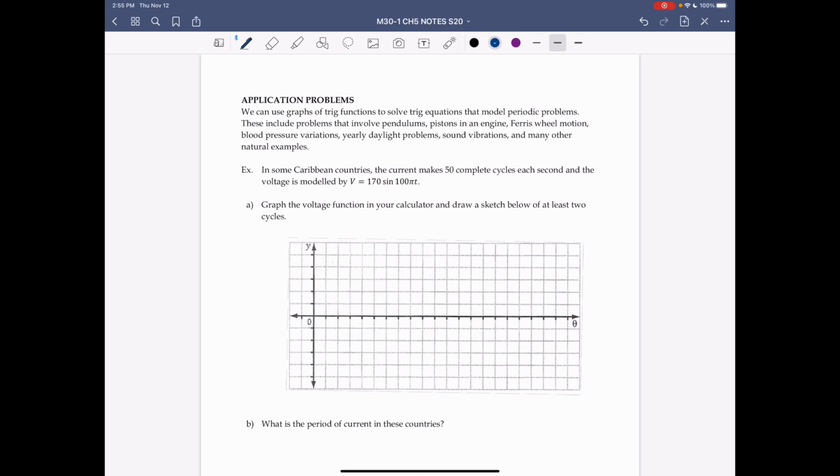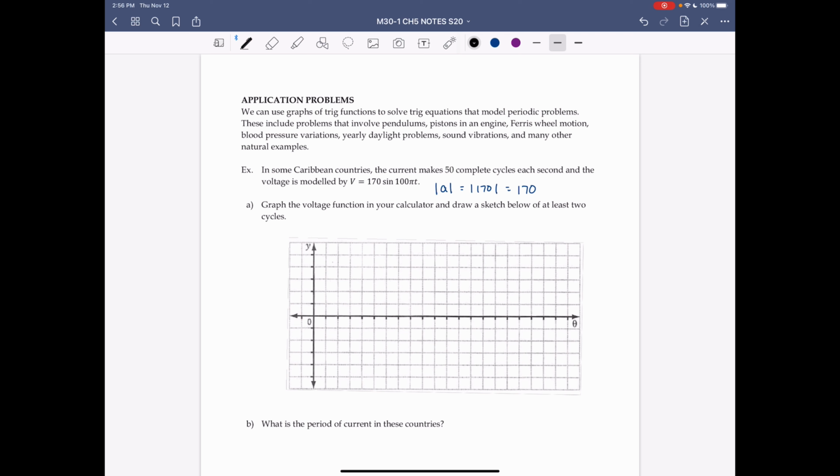To know what to make our scale on the x and y axes, we're going to need to know the amplitude and the period. The amplitude is the absolute value of the A value, which in this case is 170. The absolute value of 170 is 170. Since we don't have any vertical shift in this equation, we're going to have a maximum at 170 and a minimum at negative 170.